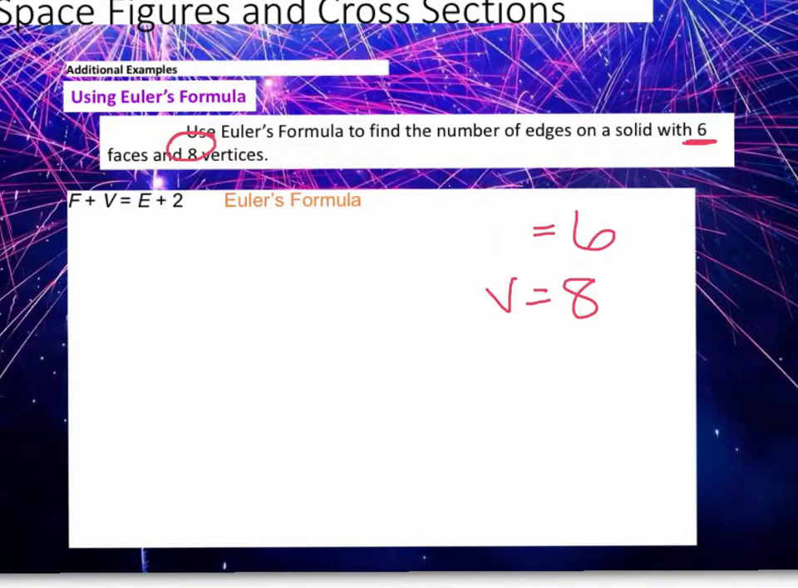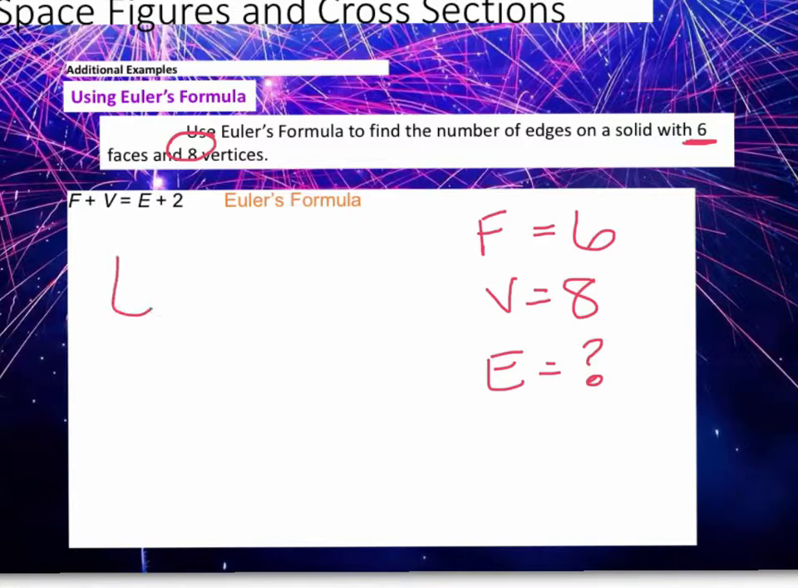6 is for the faces. So it's 6 faces, so F is 6. And then V is 8. And we want to know what is E? How many edges does the polyhedron have? So this is how amazing Euler's formula is. I can plug in these knowns and help me figure out the unknowns.